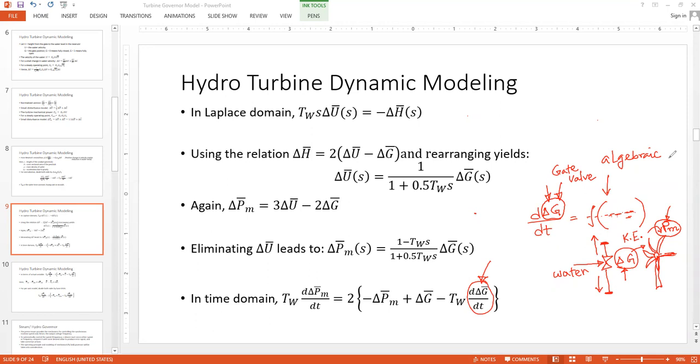Can you help us understand, if we can control PM, what benefit can we get? Let's say we are controlling PM. I can increase PM by changing the water flow or changing the gate valve position. At the same time, I can reduce PM. So PM is a function of del G, related to the del G position. Now the question is, if I can control PM, what's the benefit? Or what is the harm if I cannot control PM?